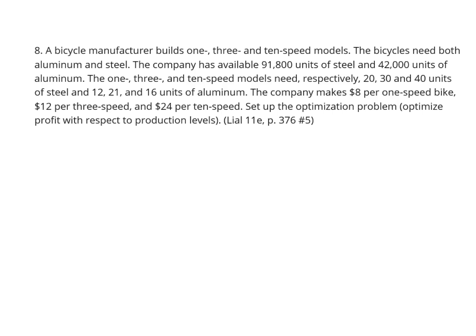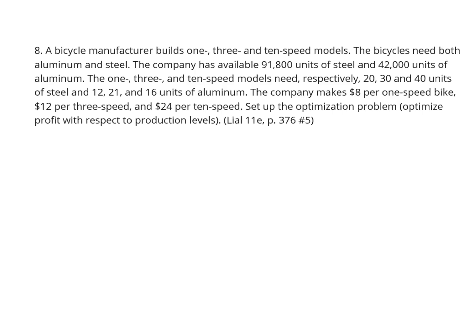So we are asked to set up the optimization problem to optimize the profit with respect to production levels. So essentially we're saying how many 1-speed bikes, how many 3-speed, how many 10-speed bikes should be manufactured in order to ensure the most profit based on the resources that are available. So again, the best way to approach a question like this with a lot of words and a lot of numbers is set up a table so we can easily distinguish what we're looking for.